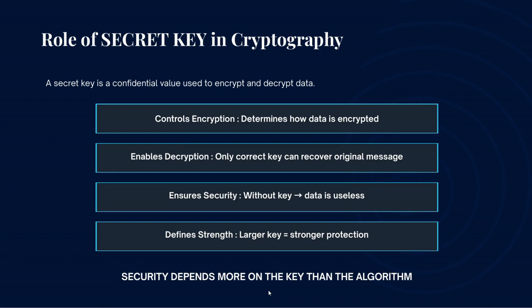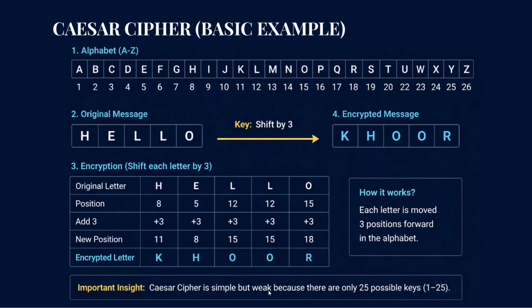Now let's talk about the most critical component, the secret key. A secret key is a confidential value used to encrypt and decrypt data. First, it controls encryption. It decides how the data is transformed. Second, it enables decryption. Only the correct key can recover the original message. Third, it ensures security. Without the key, the data is useless. And finally, it defines strength. The larger the key, the stronger the security. In fact, security depends more on the key than the algorithm.